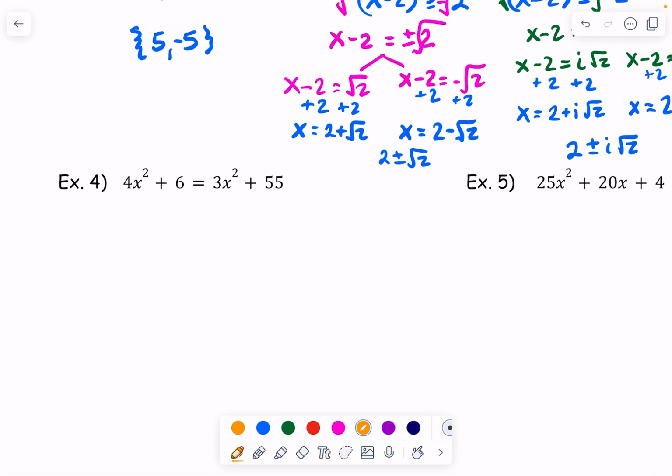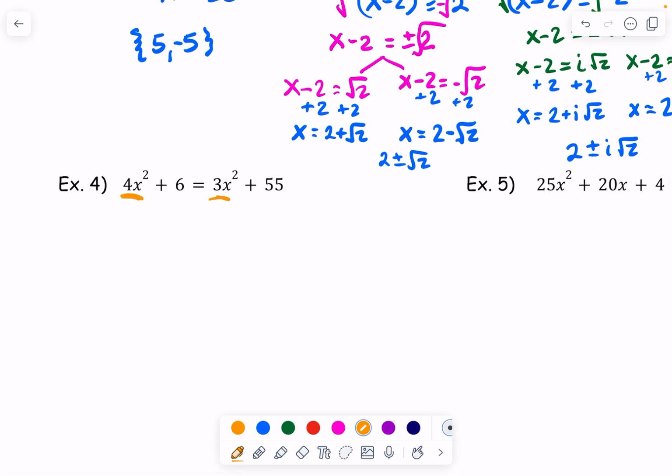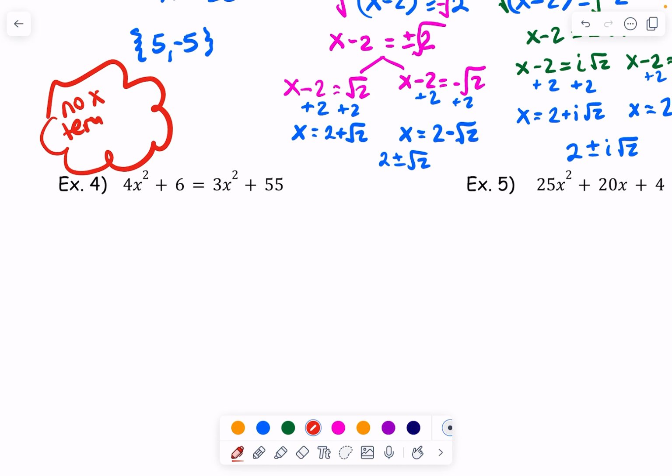So this one is interesting because you see how we have x squared terms, but we don't have any x term. So that means our x squared is our perfect square. So this, we're going to make a little note here. No x term, so x squared is the perfect square.